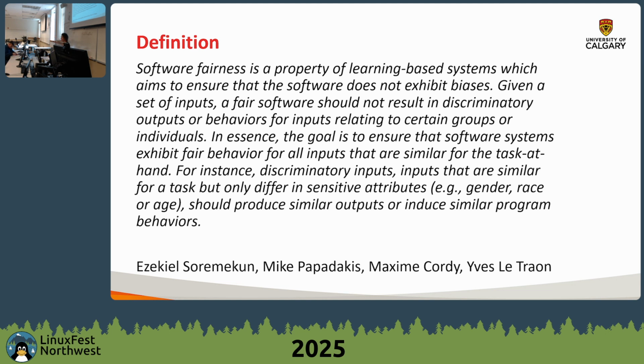And this is the definition of software fairness that is drawn from the research, that it is a property of learning-based systems that aims to ensure that the software does not exhibit biases. And there's a few different aspects of that. We'll get into some of those in more detail. But the main point is that we should get similar outputs or similar program behaviors regardless of who is using the software.